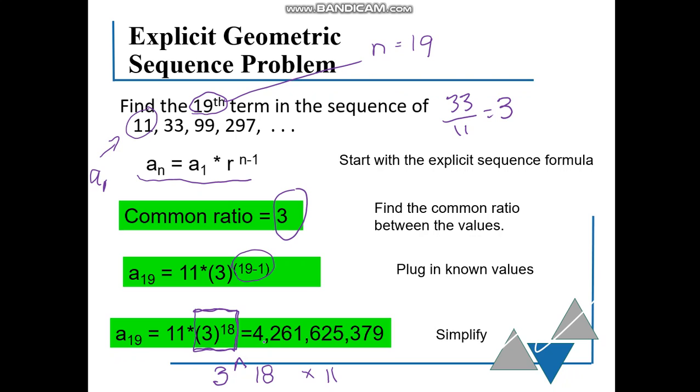And if you've done it correctly in the correct order, you should get this answer. And yes, it's a really big number. Geometric sequences grow very quickly. And that's it. That's how it works.